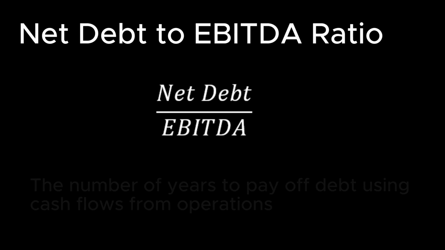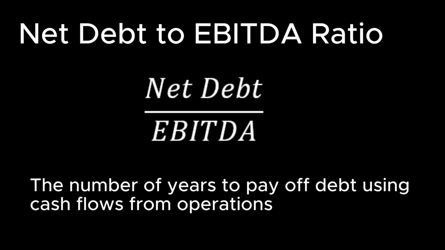And so with that in mind, when we put both of these components together, what net debt to EBITDA tells us is the number of years it would take a company to pay off its debt if it only uses operating cash flow. This gives us a nice picture of how well the company's earnings power can cover its debt burden.